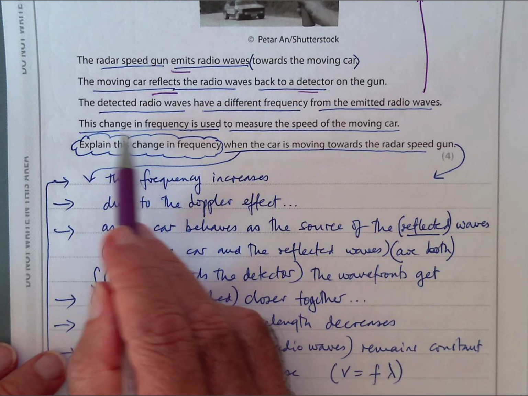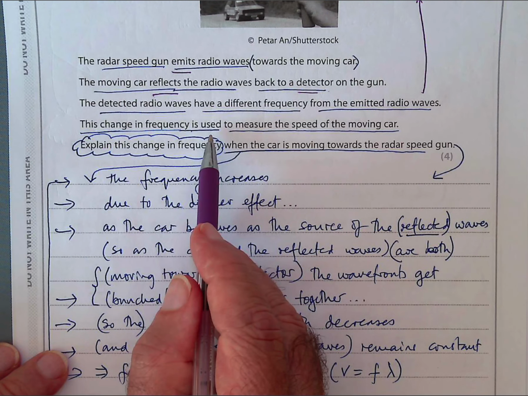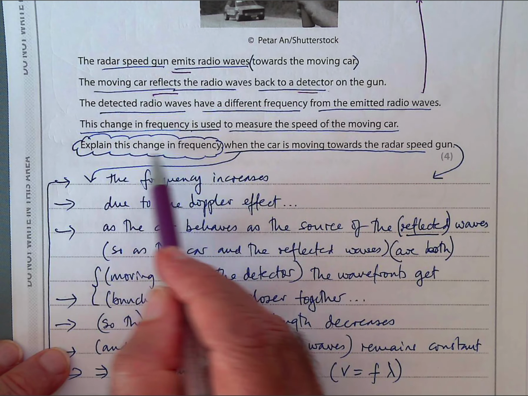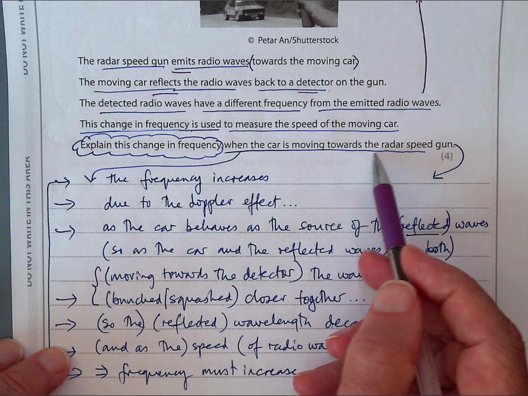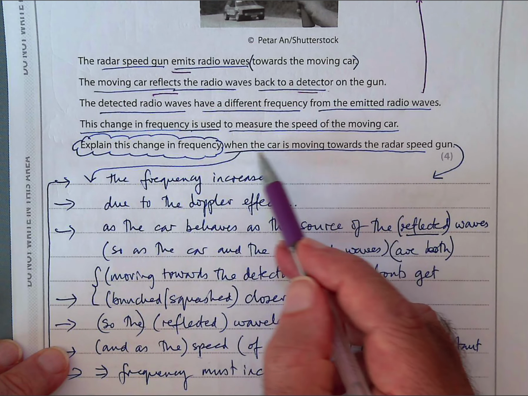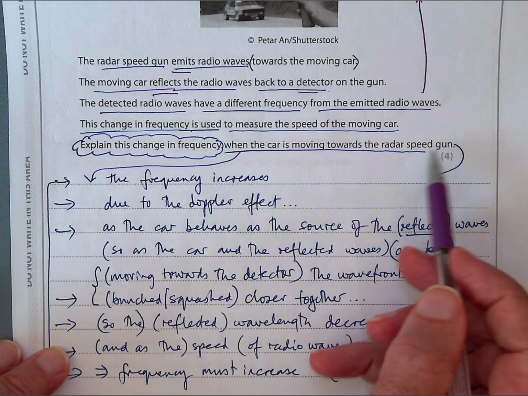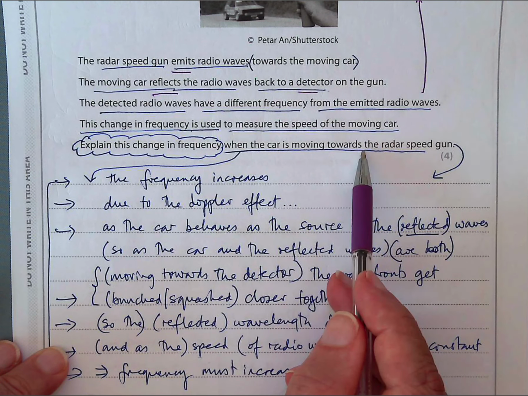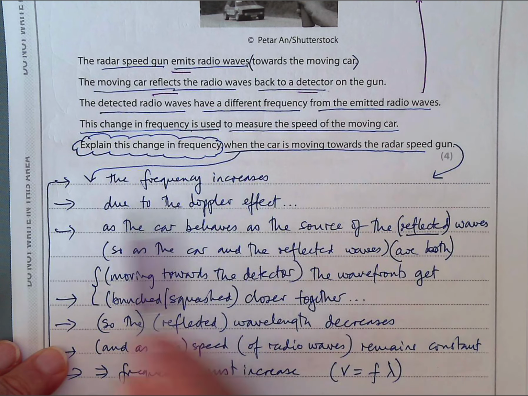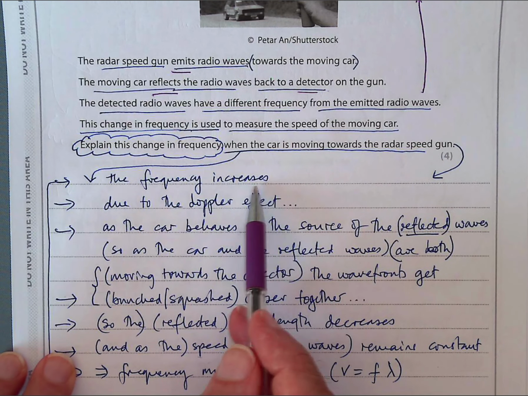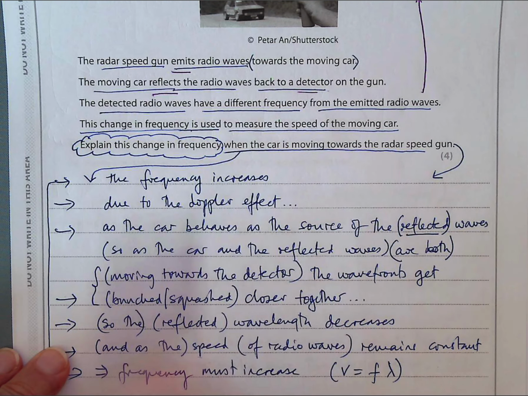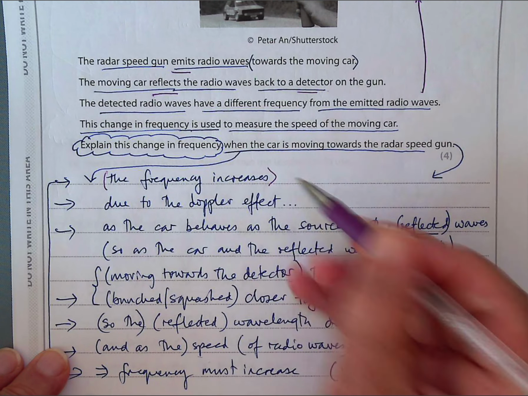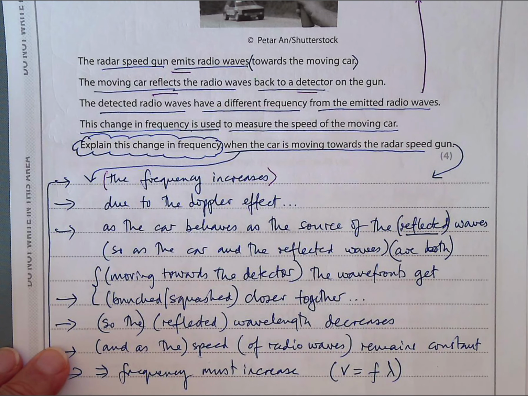So they're measuring this change in frequency to measure the speed of the moving car. Explain this change in frequency when the car is moving towards the radar speed gun. So when the car is moving towards the radar speed gun, the frequency is perceived to increase. So if you know that, you get 1 mark. You can either put this at the beginning, or you can put it at the end.